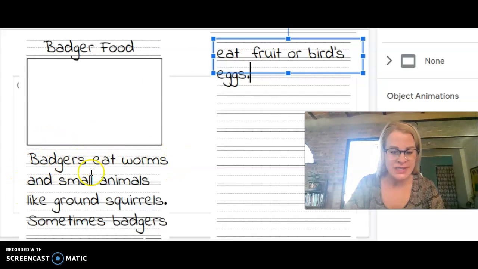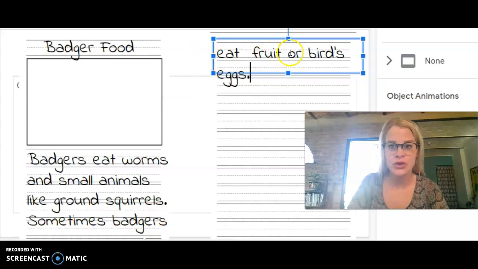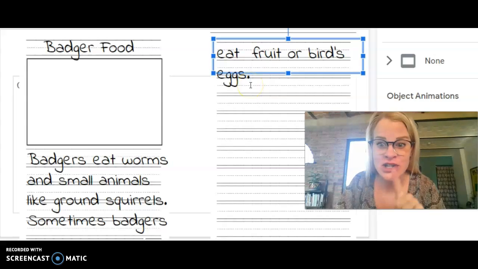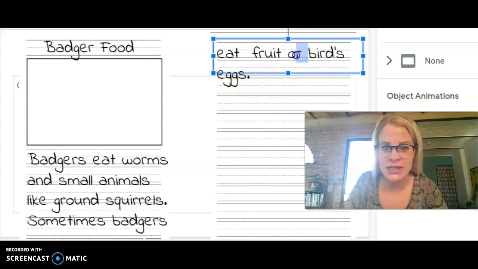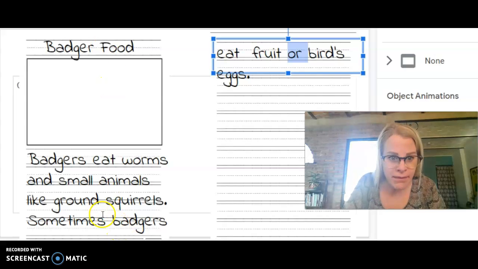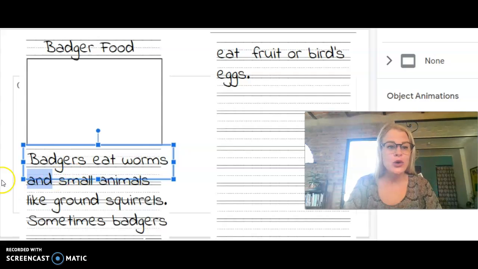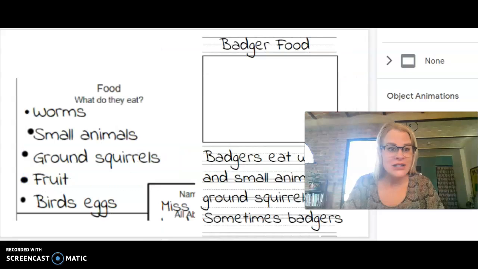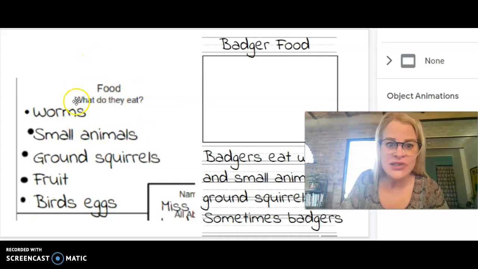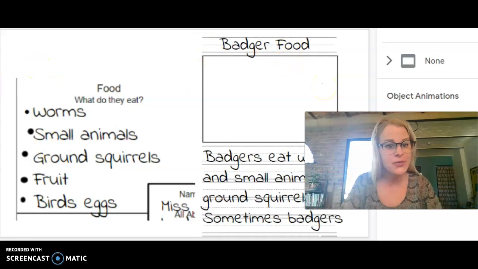Badgers eat worms and small animals like ground squirrels. Sometimes badgers eat fruit or birds' eggs. I changed my last connecting word to or so that you could see another one. So far I've used or, like, and to connect my dots from my research page. And I know that it makes sense to connect most of them because they're all under the same heading of food, which is why they belong in this chapter in my teaching book about badger food.